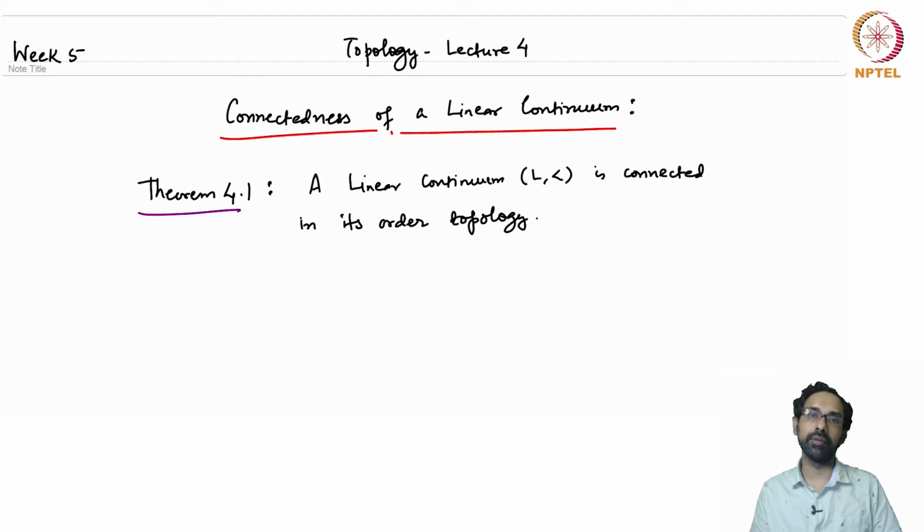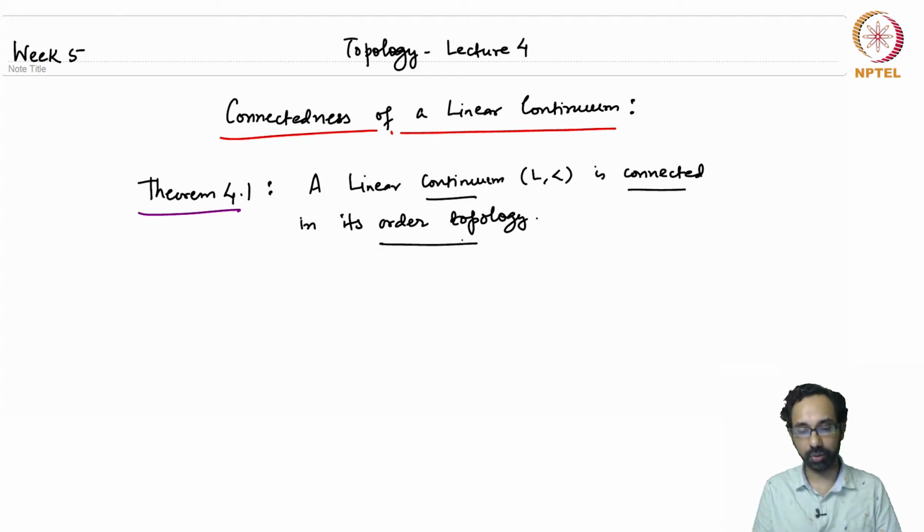In the last lecture, we have seen the concept of a simply ordered set, the concepts of supremum, infimum, upper bound and the least upper bound, and also the concept of a linear continuum. And we defined the order topology with respect to the simple order, and our theorem that we stated in the last lecture was that a linear continuum is connected in its order topology. And we will prove this theorem in this lecture, and in fact we will prove something a little bit stronger.